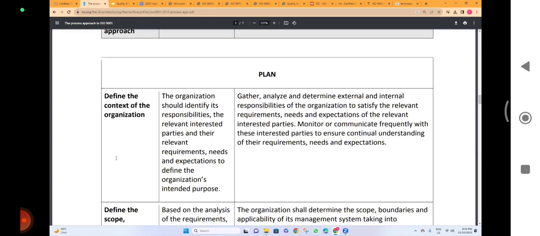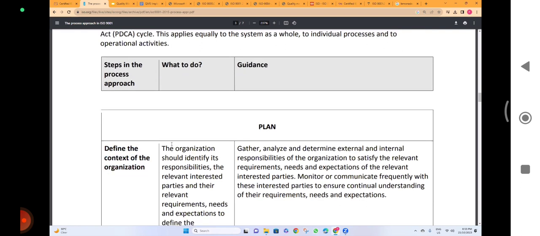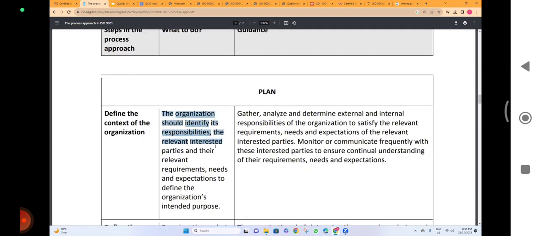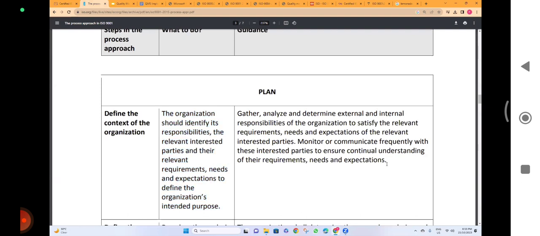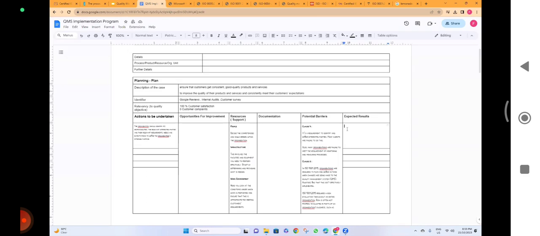Okay, so I'm going to say step number 1, define the context. What to do, okay? The organization should identify its responsibilities and so on like that. We take this action, okay? And then this is the action to be taken, and this action is going to be pasted here, all right? After that now, what is the documentation? What are the expected results for this action? So this action, the expected results are these ones, okay? At the end, we should gather and analyze internal and external responsibilities for the organization to satisfy relevant requirements and so on, okay? The results from the context of the organization, and then you're going to put them over here.